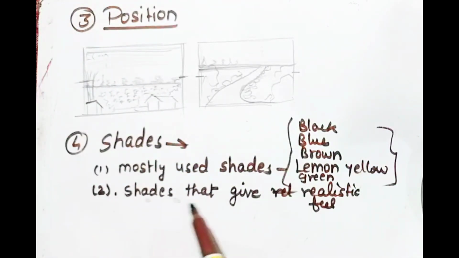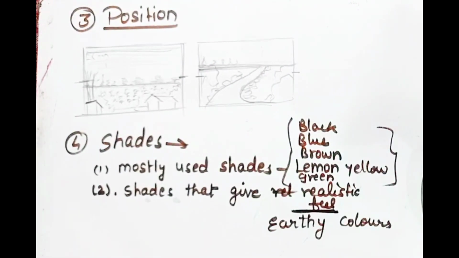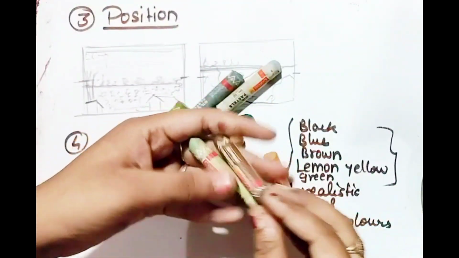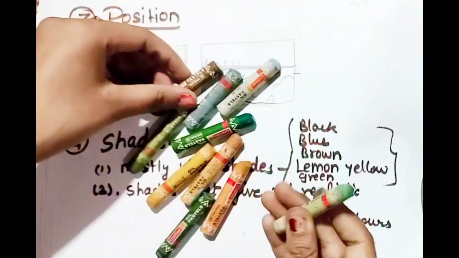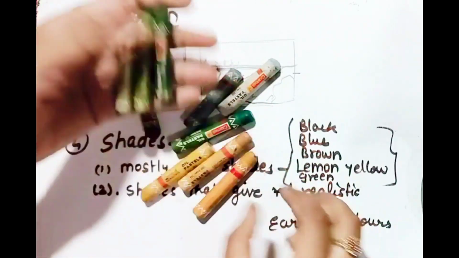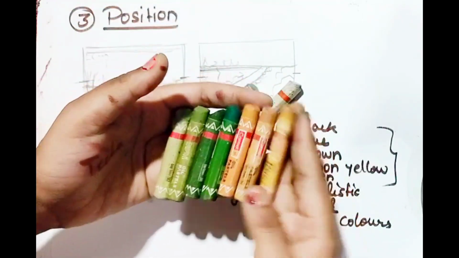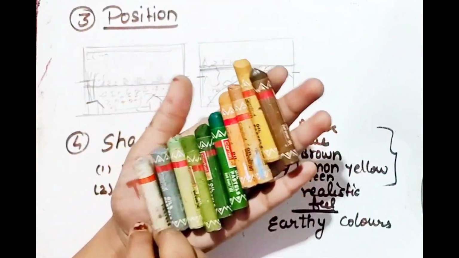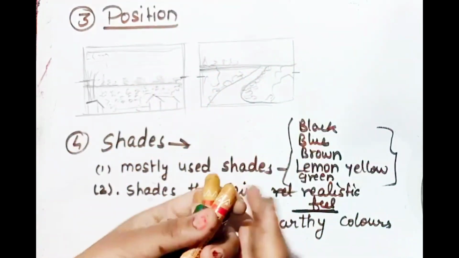But my friend, there are some shades that give you a realistic feel, and these shades are earthy colors. Earthy colors, like I am showing you right now. So these are gray green, sap green, yellow ochre, buff, then dark brown, then dark gray, light gray, and then you have some related ones like light brown and all. So there are some shades that give you some effect and are very, very important for you to use.